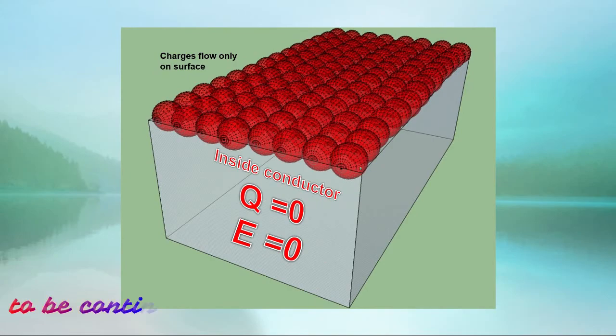So what we have to remember here: inside a conductor the value of Q, that is charge, will be 0. Inside a conductor, if Q is 0, the electric field intensity is also 0. Charges flow on the surface and the electric field intensity is also perpendicular to the surface.